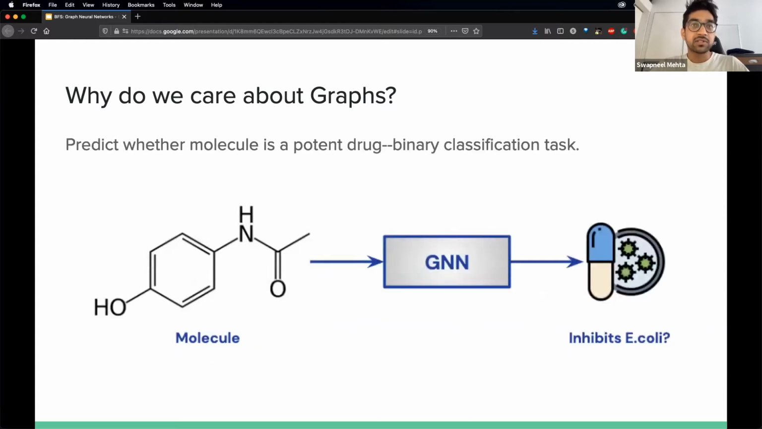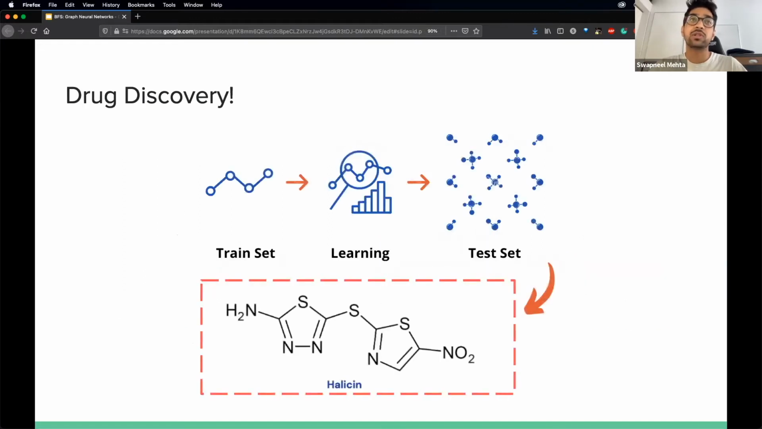So we care about this molecule, and its properties with respect to specifically whether it inhibits E. coli. So I want to predict whether this molecule is a potent drug, which is essentially a binary classification task. So given a drug, predict yes or no, can it inhibit this bacteria? Now we can train it on a curated data set of compounds where we do actually know the response to obtain this GNN model that can do really cool things.